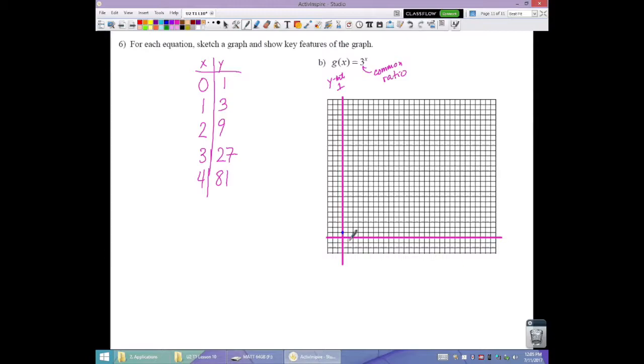0, 1, 1, 3, 2, 9. So let's see, there's 3, 6, 9. When I go to 3, can I get to 27? Well, if that's 9, here's 12, 15, 18, 21, 24. Oh, I just made it. So this one, we sketch in and we know it gets really, really close to that x-axis, but does not touch it.